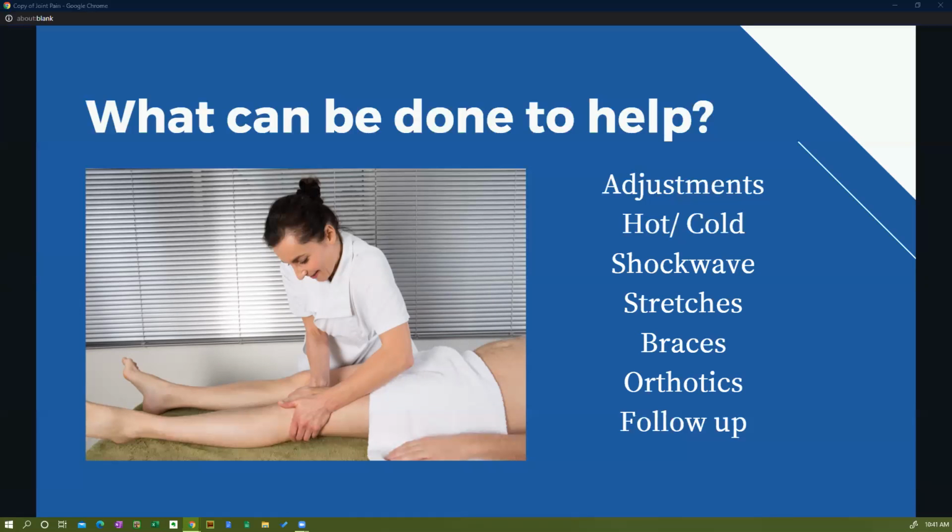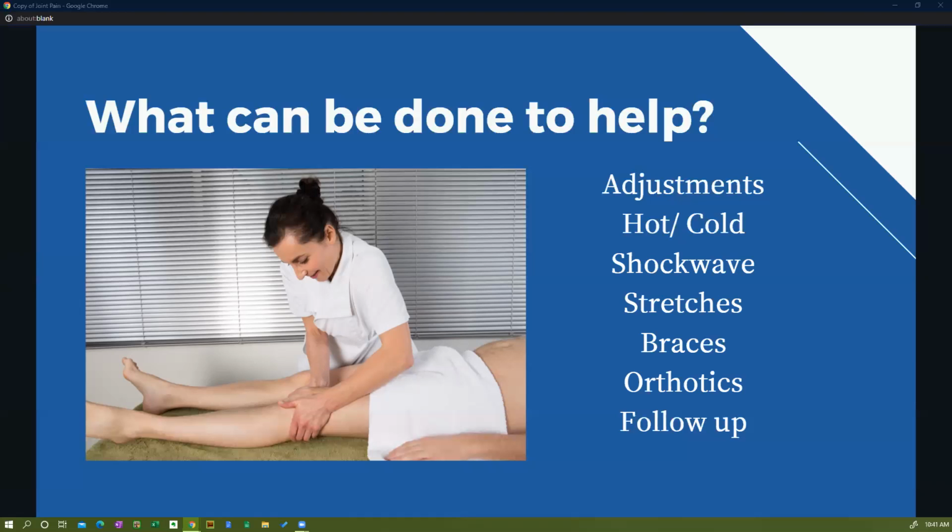Ultimately, long-term, our goal is to not have to wear a brace, but some people, depending on the knee condition, may have to wear a brace, especially if they're doing certain types of activities like sports. We've prescribed orthotics if there's poor mechanics of the way the person walks.